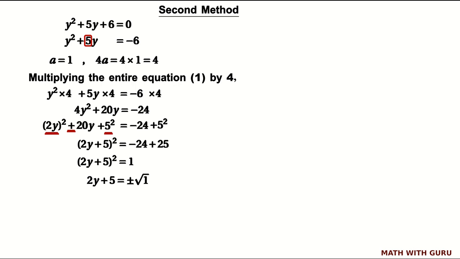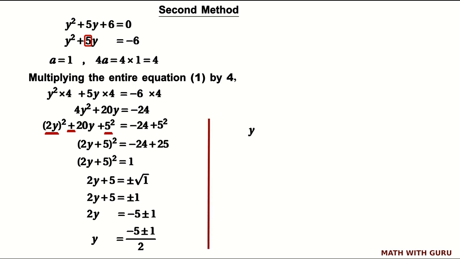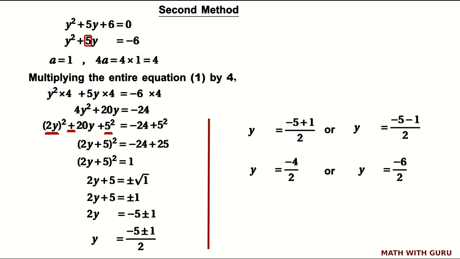2y plus 5 equals plus or minus root 1. 2y plus 5 equals plus or minus 1. Bring plus 5 to the right hand side. y equals (minus 5 plus or minus 1) whole divided by 2. The two values of y are (minus 5 plus 1) divided by 2 or (minus 5 minus 1) divided by 2. Minus 5 plus 1 is minus 4 divided by 2 or y equals minus 6 divided by 2.